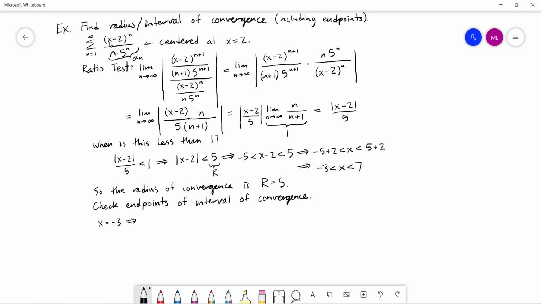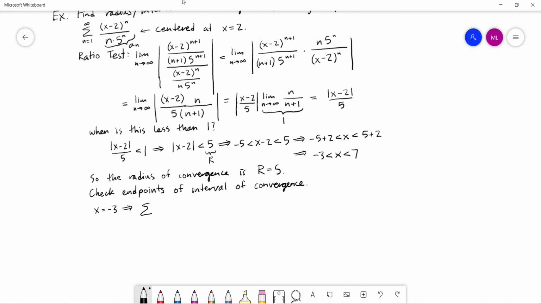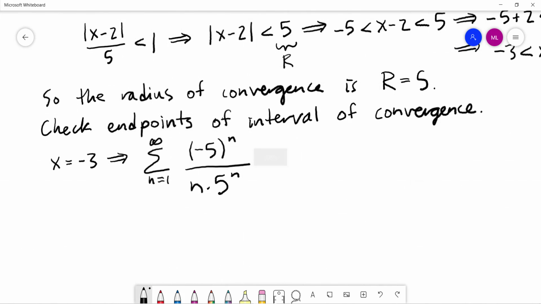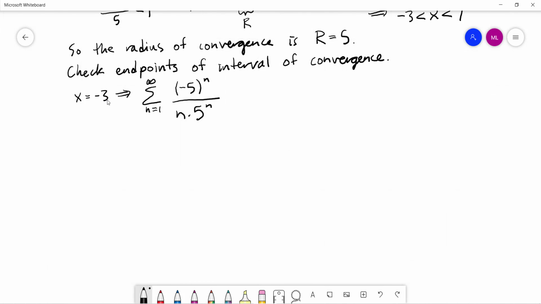So let's plug in x equals negative 3. If I do negative 3 here, I will get a total of negative 5 inside my parentheses. So I'm going to get the sum from n equals 1 to infinity of negative 5 to the n over n times 5 to the n. All I've done, again, is gone back to the original series and plugged in x equals negative 3. And that's what gave me this negative 5 right here.